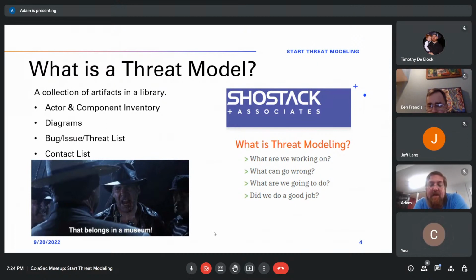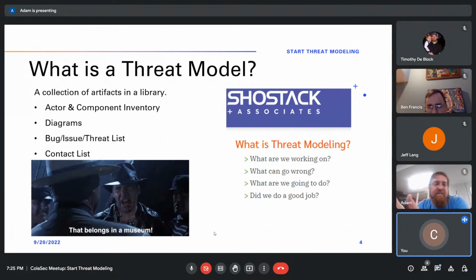Excellent. So Shostack's take on it is to start from those four basic questions on the right there. What are we working on? What can go wrong? What are we going to do about it? And did we do a good job? As a methodology, I don't have a problem with that. I prefer a little bit more structure because that's sort of open-ended and it can lead you to wandering off from the original task you had at hand.